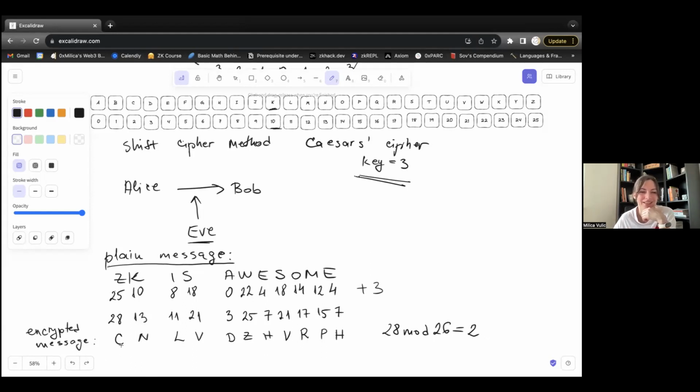So you see it says like CN, LB, DZH, BRPH. Does not say that ZK is awesome, but in a way it does say, because if the other party, if Bob knows that we're using Caesar's cipher method, so the shifting with the key of 3, he can definitely use the same thing and try to reverse it, and it will have the message that still ZK is awesome.